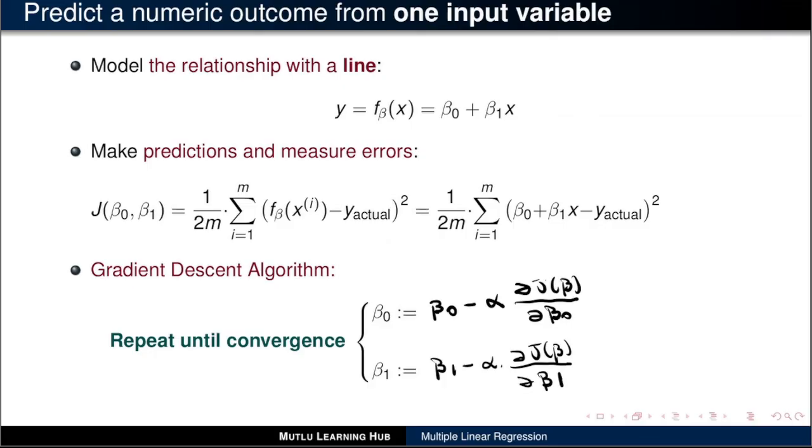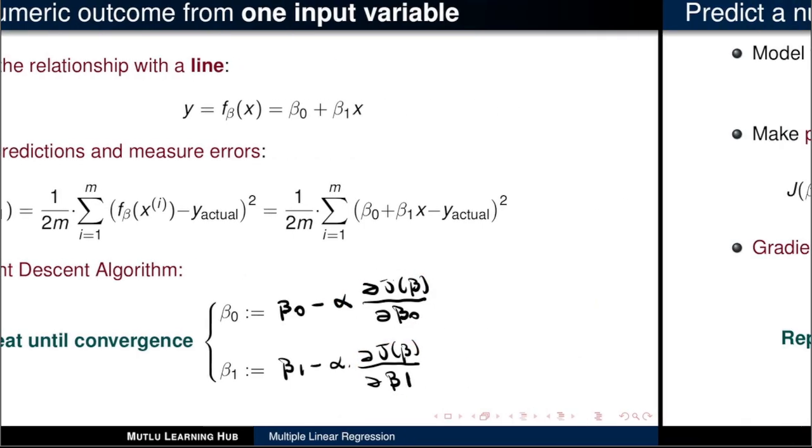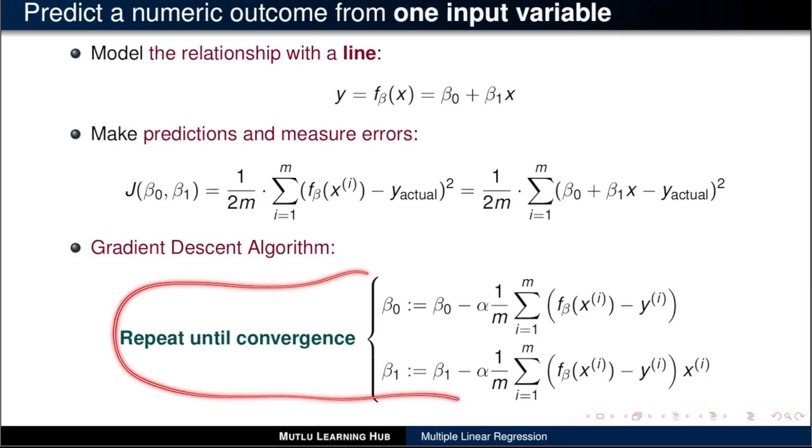Here, alpha is the learning rate. It controls how big a step we take in that direction. If alpha is too large, we might overshoot the minimum. If it's too small, learning becomes very slow. This process continues until the updates get very small, meaning we've reached the point where the cost is minimized. After we calculate the partial derivatives, the update rule looks like this.